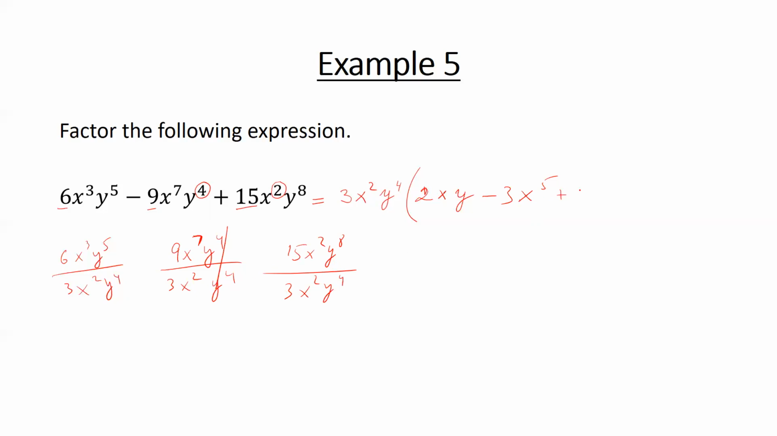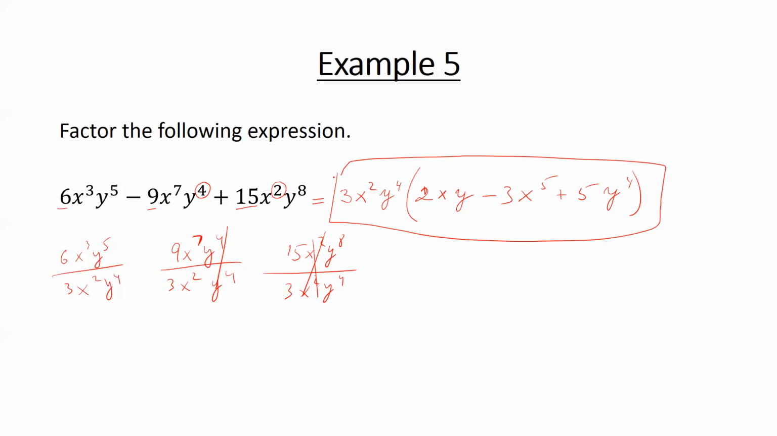15 divided by 3 is 5. The x is canceled, x squared and x squared. And when we subtract the powers for y, 8 minus 4 is 4. So y to the fourth. And there is our final answer.